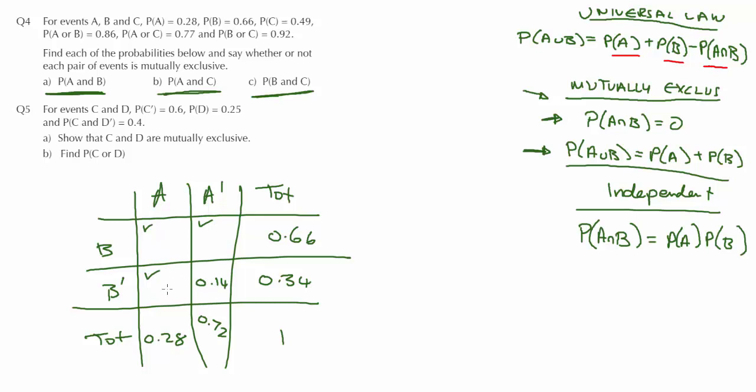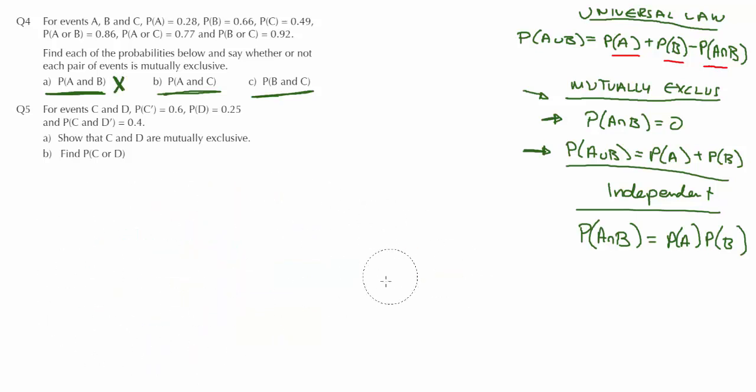So now I can start figuring out the other stuff. We just have to figure out whether A and B are exclusive or not. This one is going to be 0.2, which means this is 0.08. Did you see that? So the probability of A and B is not 0, so this one is not mutually exclusive. It's really only the two-way table which makes this easy.